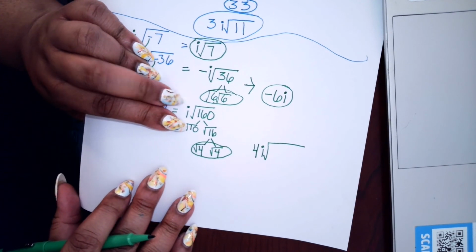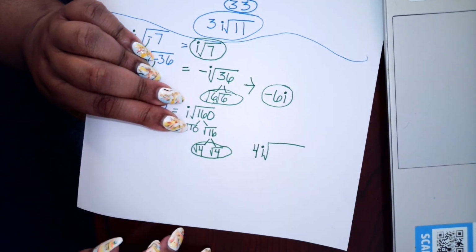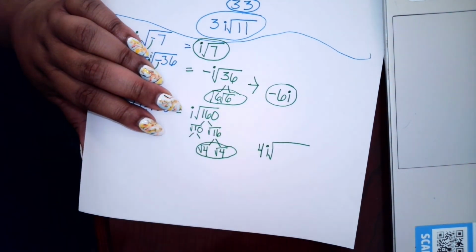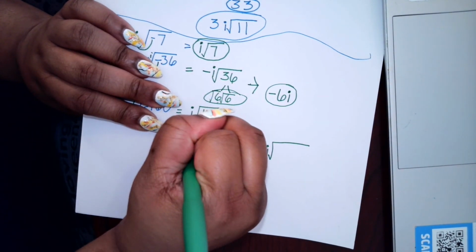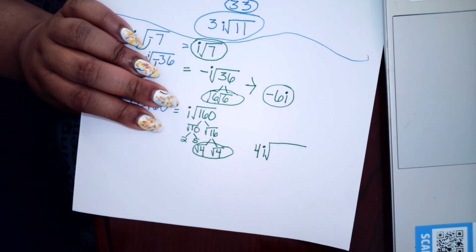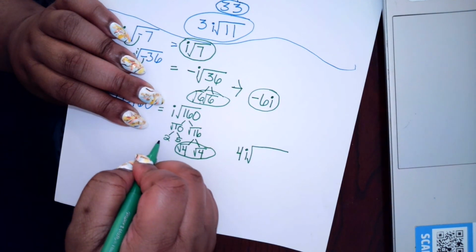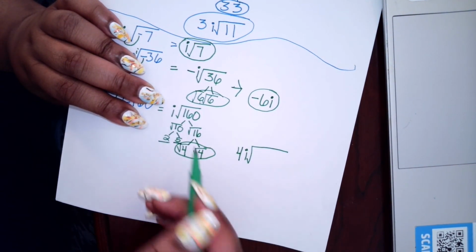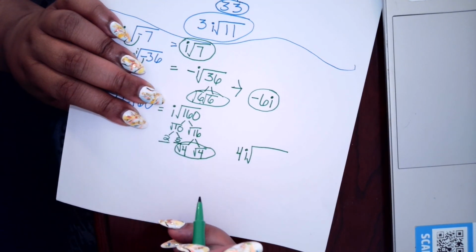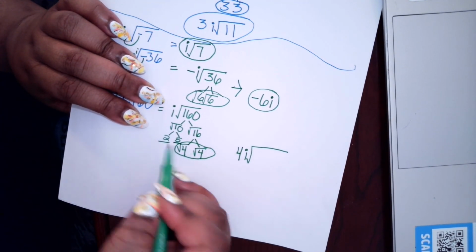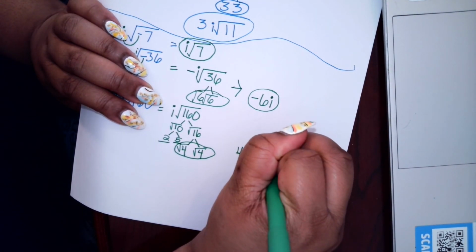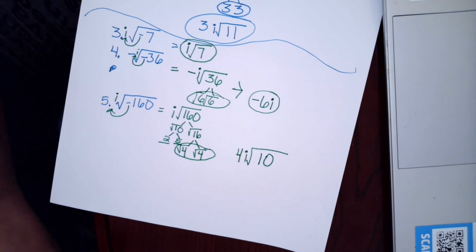Then we have 10, and while 10 does have a factor pair besides 1, it's 2 and 5. However, if we did that, it would still give us 10. So we really don't have to do anything with that 10. But if you wanted to, you could, but it's still going to give you 10. So then that would be our answer.